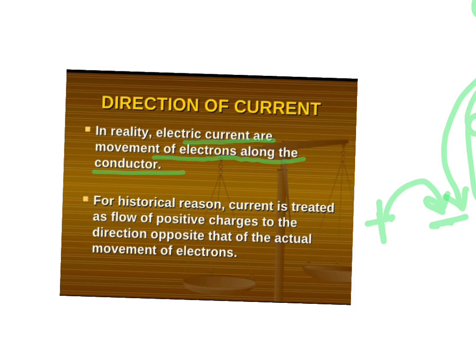This is the conventional fallacy, or we can say it is because historically we have been doing this, so we are continuing doing this. But in reality, electric current is not flowing from the positive side to the negative side, but rather the other way around, from the negative side to the positive side. So for historical reasons, current is treated as flow of positive charge, but it is just opposite of the movement of electrons. So actual movement is from negative to positive.